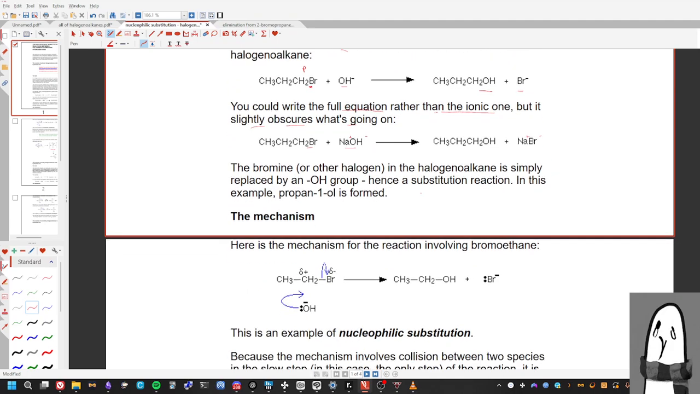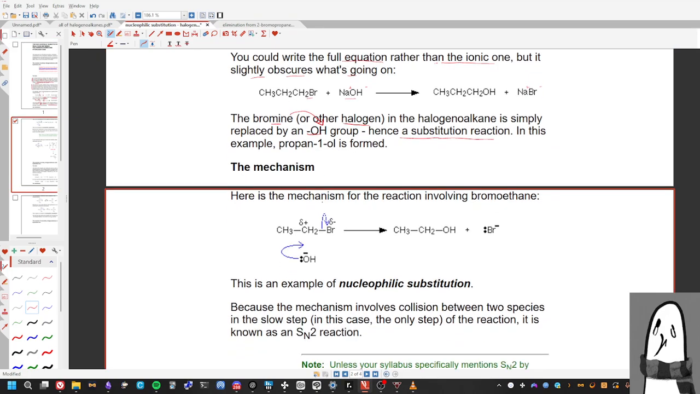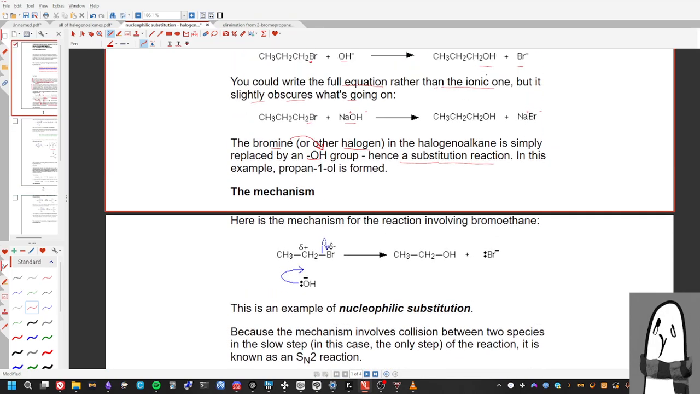In other words, the bromine or other halogen in the halogenoalkane is simply replaced by an OH group. It's just like that. The halogen is replaced by the OH group, and it could be any other halogen, hence a substitution reaction. In this example, propan-1-ol is formed. As you know, there's 1, 2, 3: methane, ethane, propane, butane. Oh no, I forgot the names. My bad. And that's propan-1-ol because the one is the first carbon.